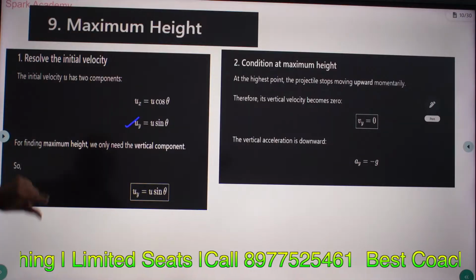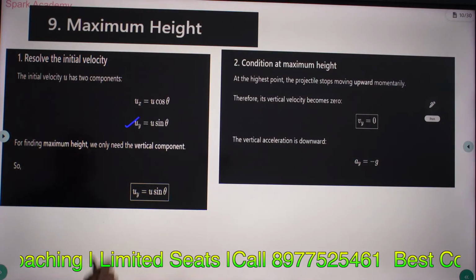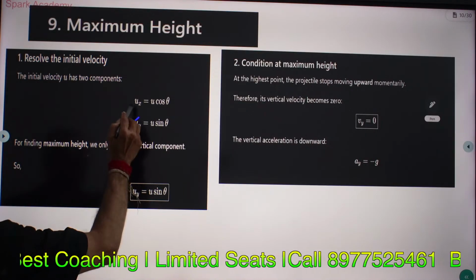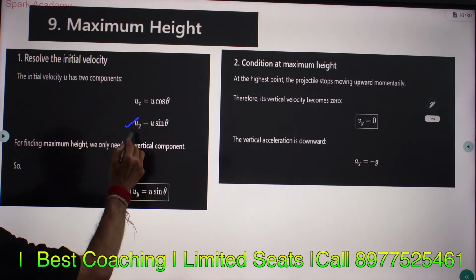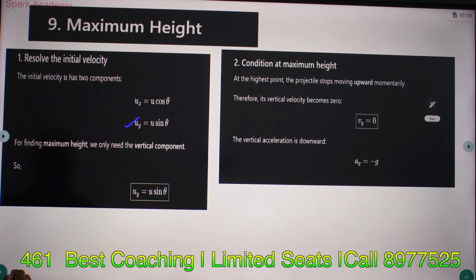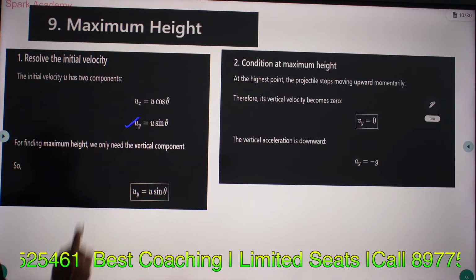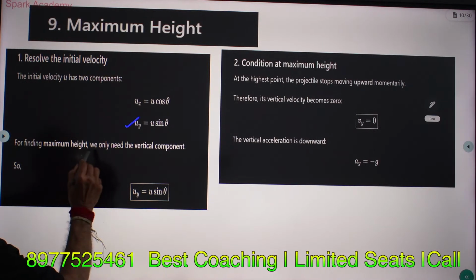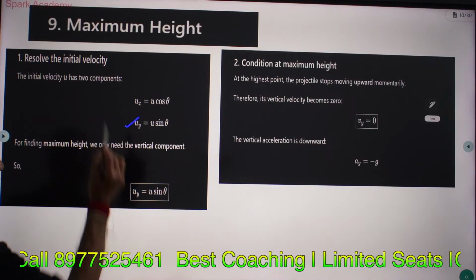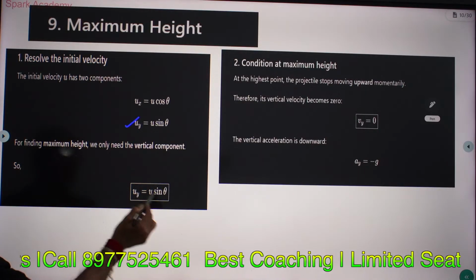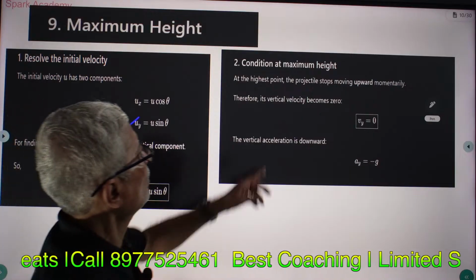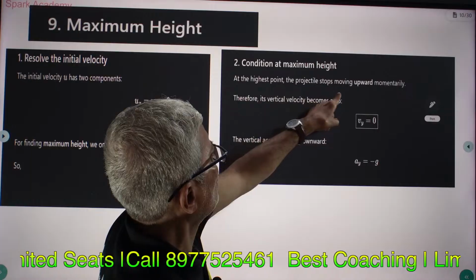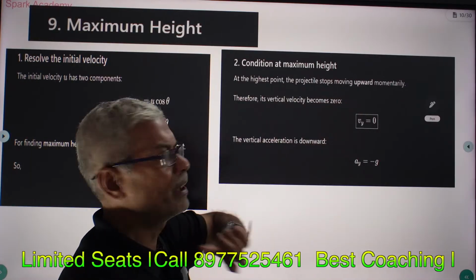So next is maximum height. The two components of the projectile's velocity vector are u cos theta in the x direction and u sin theta in the y direction. We are considering maximum height, which means only the y direction. So to find maximum height, we only need the vertical component, given by u sin theta. So the condition at maximum height is that at the highest point the projectile stops moving upward momentarily.